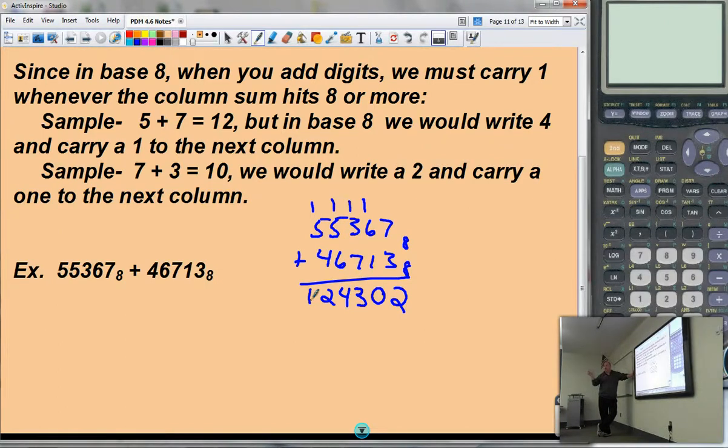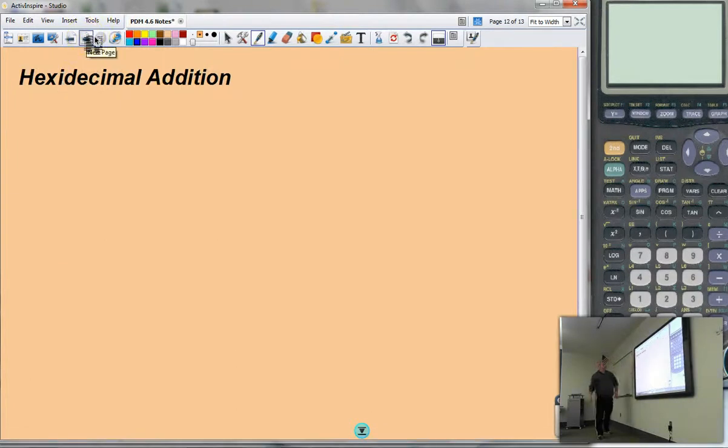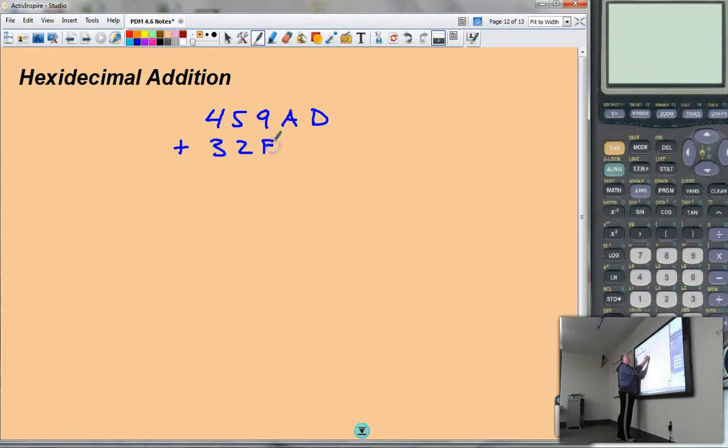And I'm sure probably you guys have already wrapped up. But we'll go and finish hexadecimal addition. I'm just going to kind of walk through it, but it's going to be very similar. So here's how we have it. Let's say I have 4, 5, 9, A, D, plus 3, 2, F, 8, 8. Okay, and these are base 16, and I want to add.